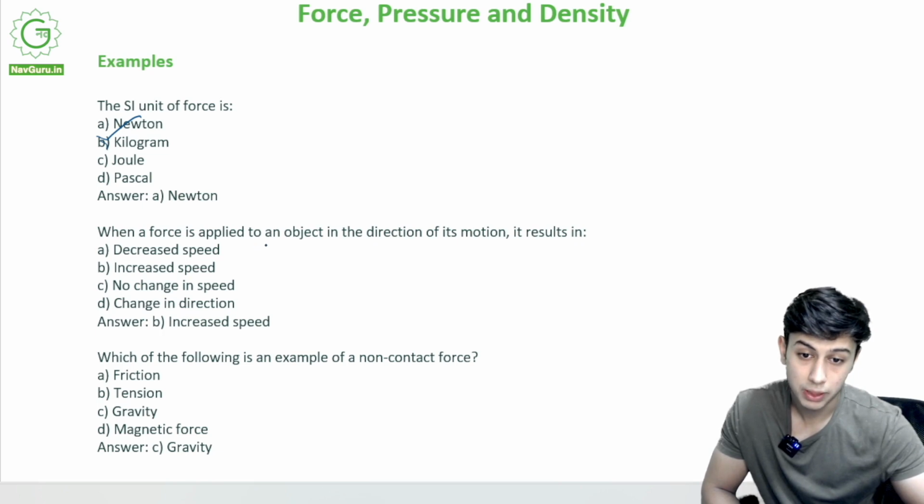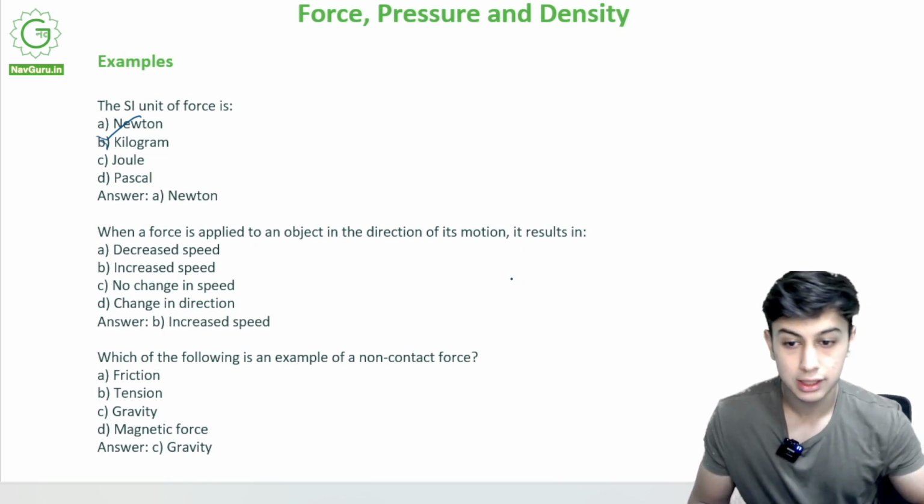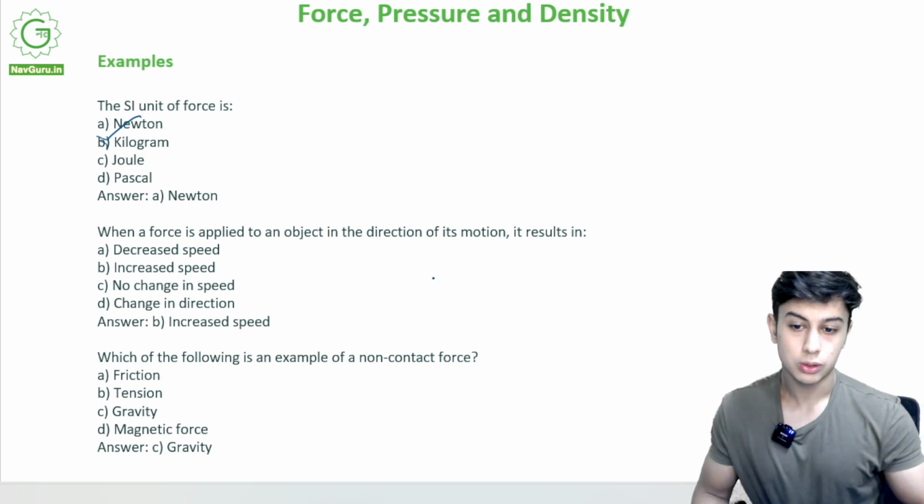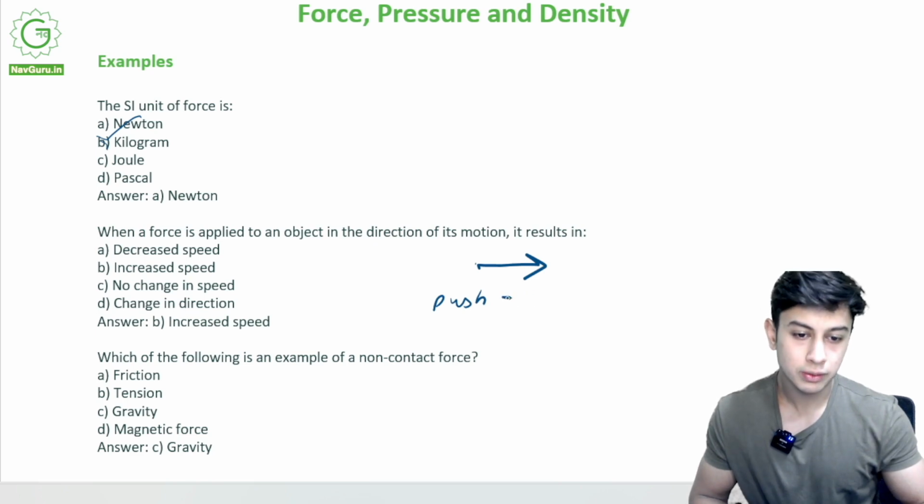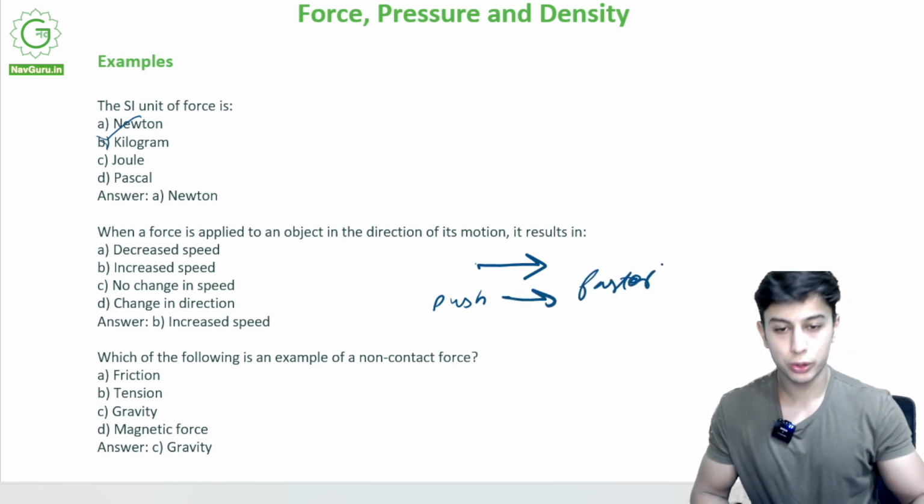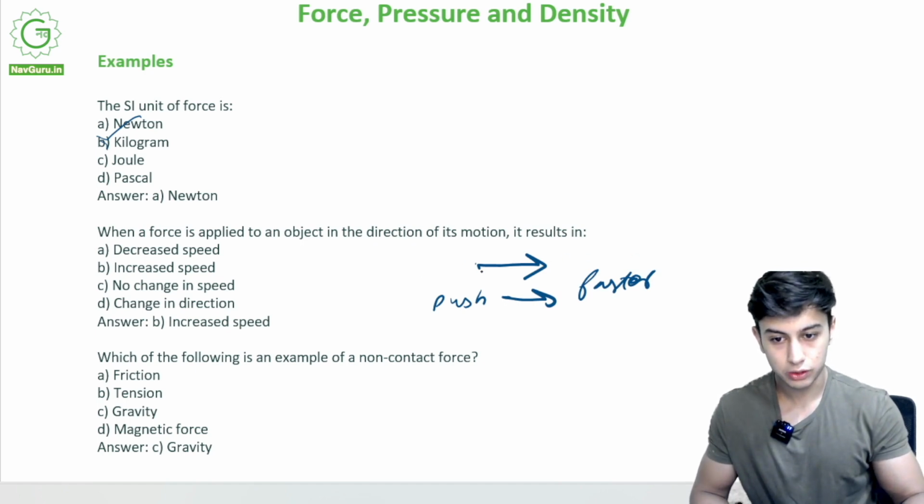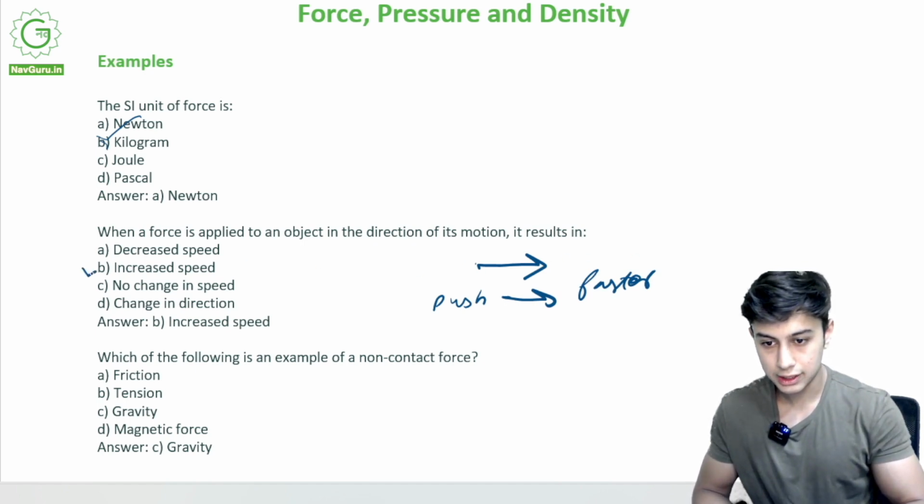When a force is applied to an object in the direction of its motion, it results in what? Supposedly, as I told you in the class, your friend is cycling in this direction and you give him a push. Don't push him, but if you give him a push, he will go faster. You have added on to his motion, you have added on to the force he was exerting. So it will be increased speed.